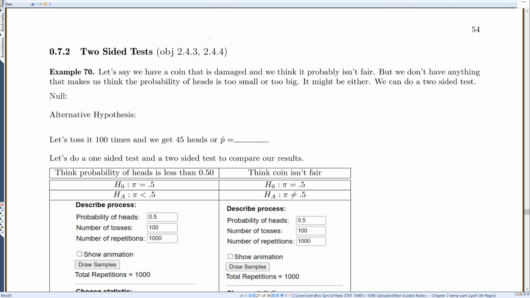Okay, so let's say, for example, we have a coin that's damaged, or we think it's probably not fair, but we don't have anything that makes us think the probability of heads is too small or too big. We don't know, are we getting more than 50% heads, less than 50% heads? We're not really sure what's happening. We just think that it's not fair. So we do what's called a two-sided test. So the null would be something like, the coin is fair. That's always our status quo. The alternative is what we're suspecting, what we hope to show. So the coin is not fair.